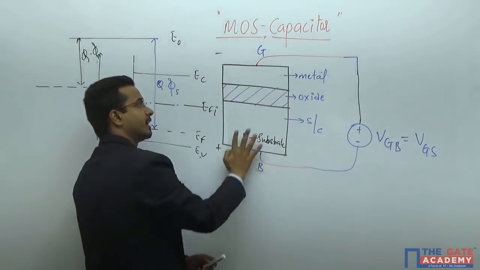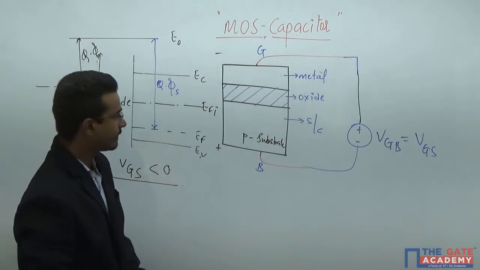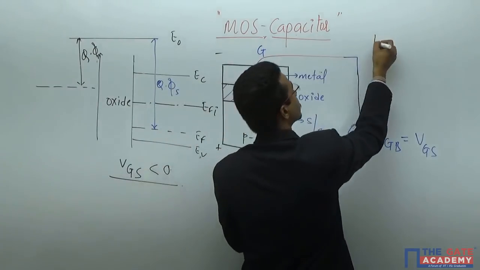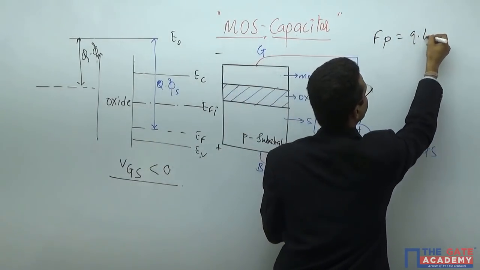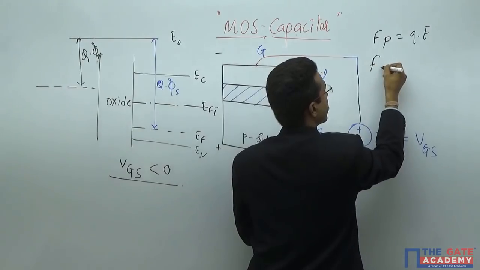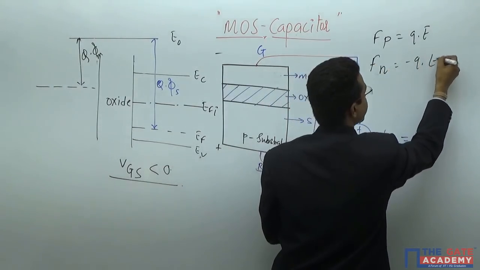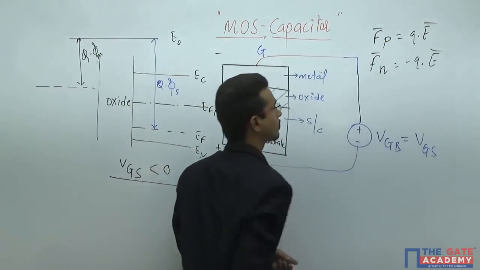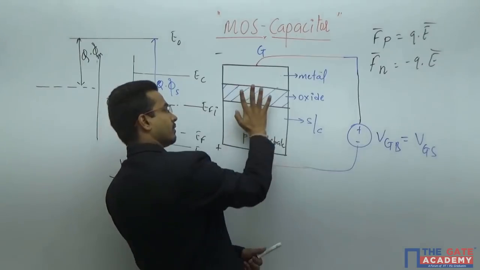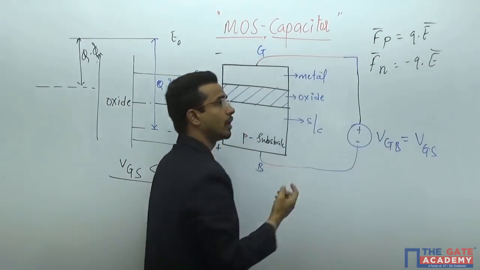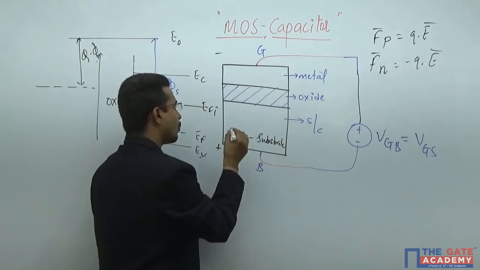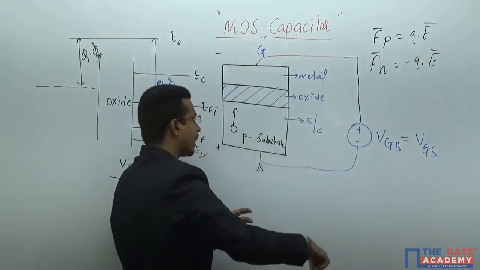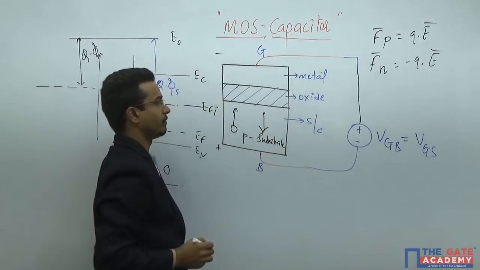If the electric field direction is upward, then consider the force on the holes and the force on the electrons. Fp is equal to Q times E, and Fn will be minus Q times E. Now, this is a vector quantity, and so is this. The electric field direction is upward, so the force on the holes will be in the upward direction. That means the holes will go upside and the force on the electron will be downside. So, the electrons will move from this side.